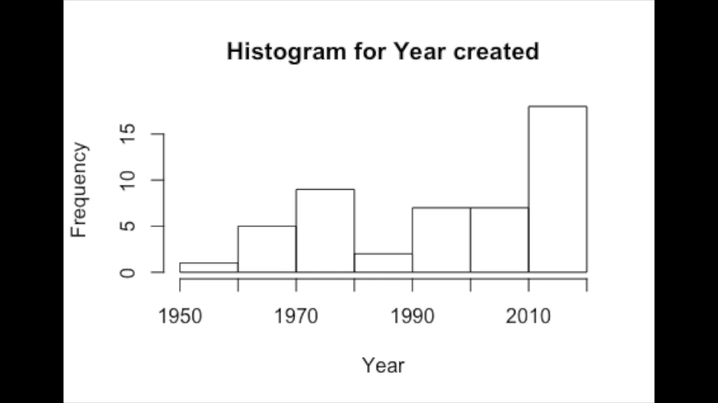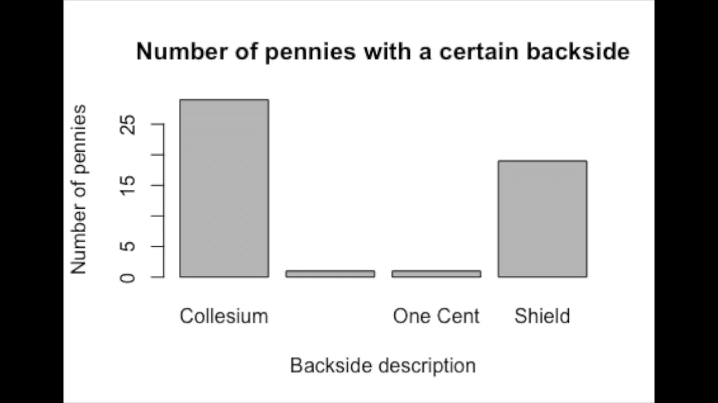The first plot shows the distribution of the years that pennies were made. It can be seen that out of 50 pennies, most of them were newer and others were from late 1950s to 1990s. Next, we have a plot that shows the different kinds of backsides of the pennies we had. The bar that is not labeled is a penny with a man sitting on a log looking lonely.